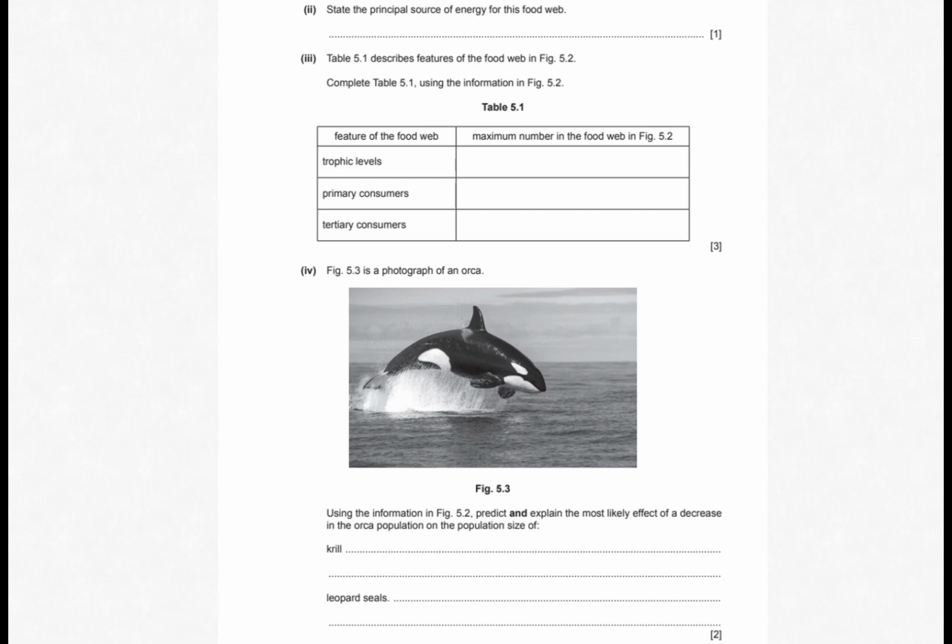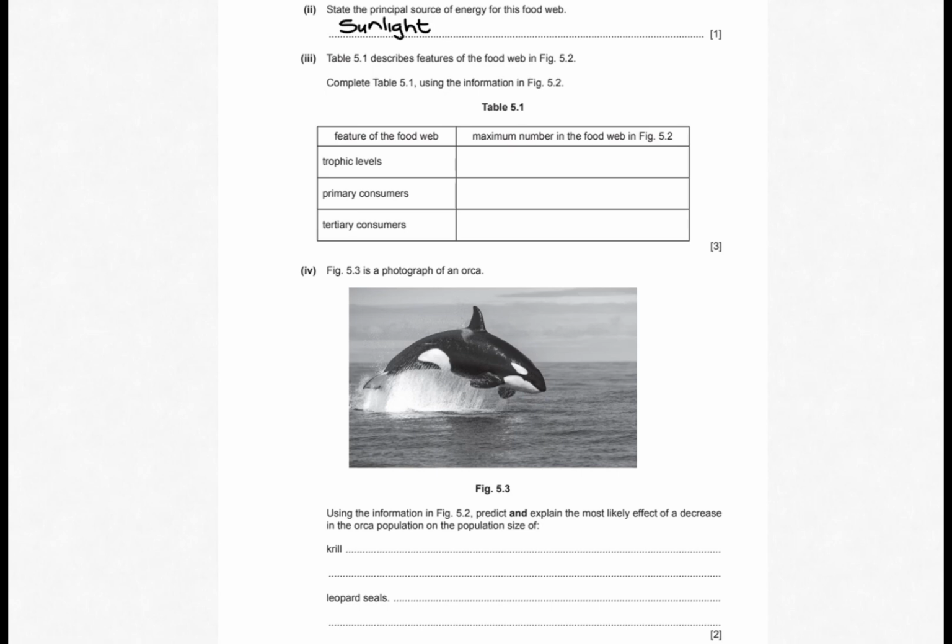On the next page, they ask us to state the principal source of energy for this food web. Now the principal source of energy for any food web would be sunlight. The sunlight would be used by producers to produce the first organic material called glucose, and then from there other consumers will follow.